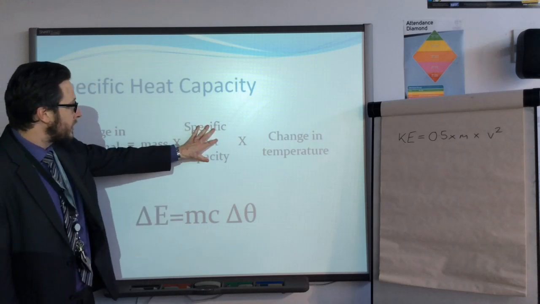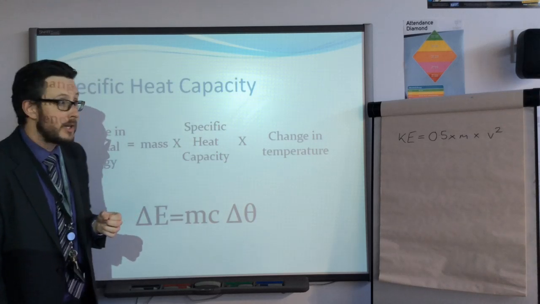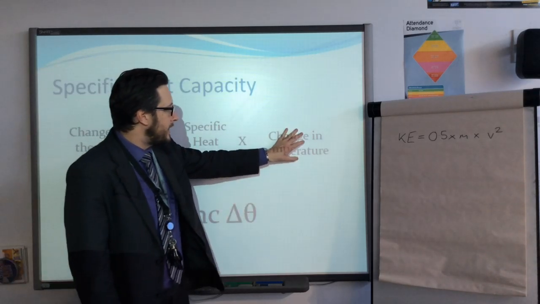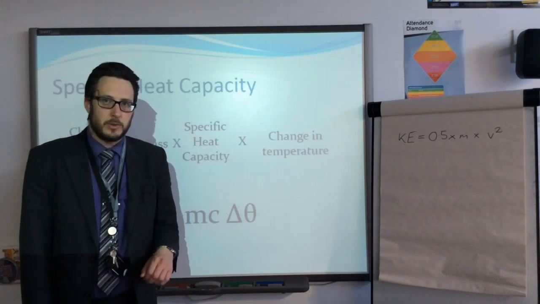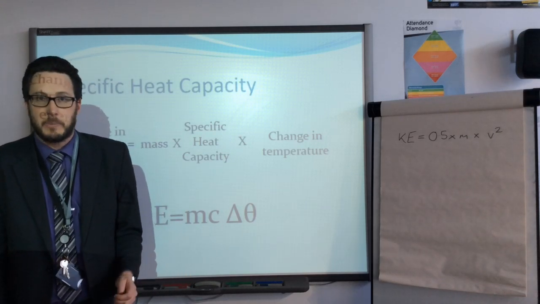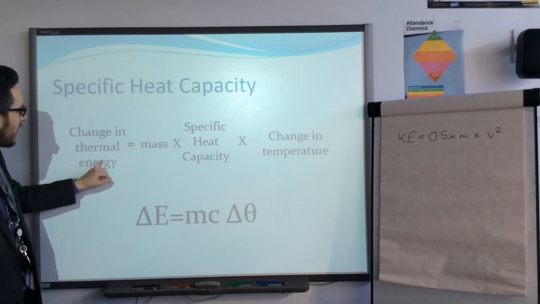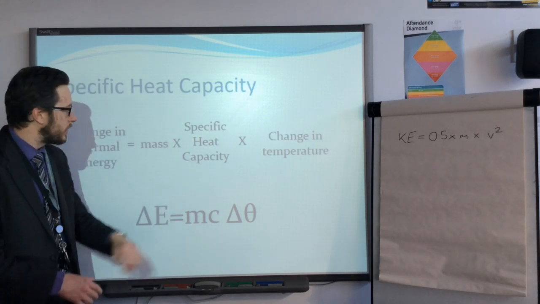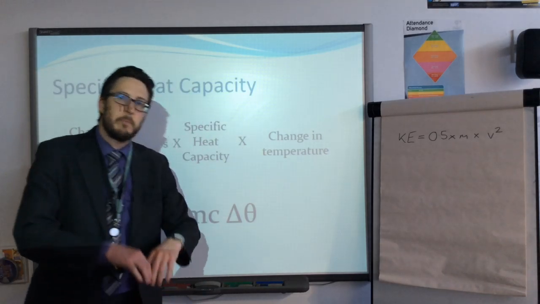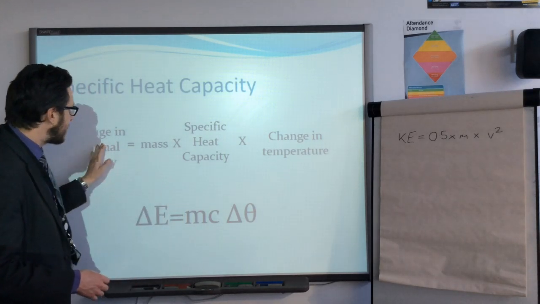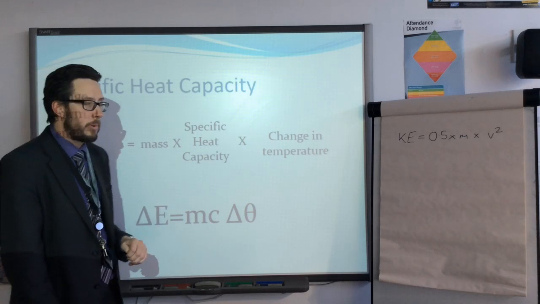If we're talking about water, it's given as 4,200 joules per kilogram per degree Celsius. And then the change in temperature. Change in temperature will be the difference between the final temperature and the initial temperature. They might not give you it and expect you to work it out, or they could just give you the change in temperature right away. So change in thermal energy is equal to the mass of the substance multiplied by the specific heat capacity of the substance times the change in temperature of that substance. As I say, this equation is one of the ones given to you on the equation sheet. You don't have to remember it, but you do have to be able to apply it.